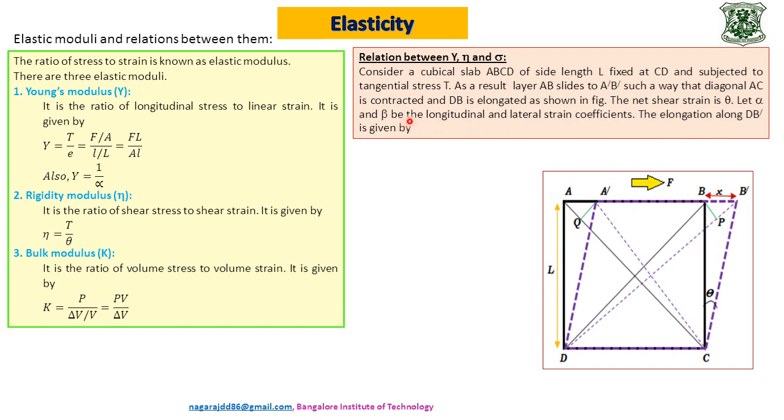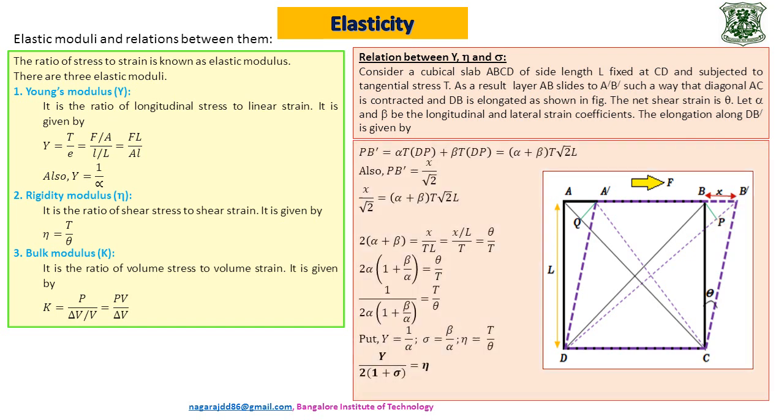Let alpha and beta be the longitudinal and lateral strain coefficients. Elongation along DB dash, that is along this length, that elongation PB dash is given by alpha plus beta into T root 2L. This I directly borrow from previous derivation, and even in the examination you can write this one straight away. Further, PB dash equals x divided by root 2. This also we proved in our previous derivation. So you can directly borrow this result also.